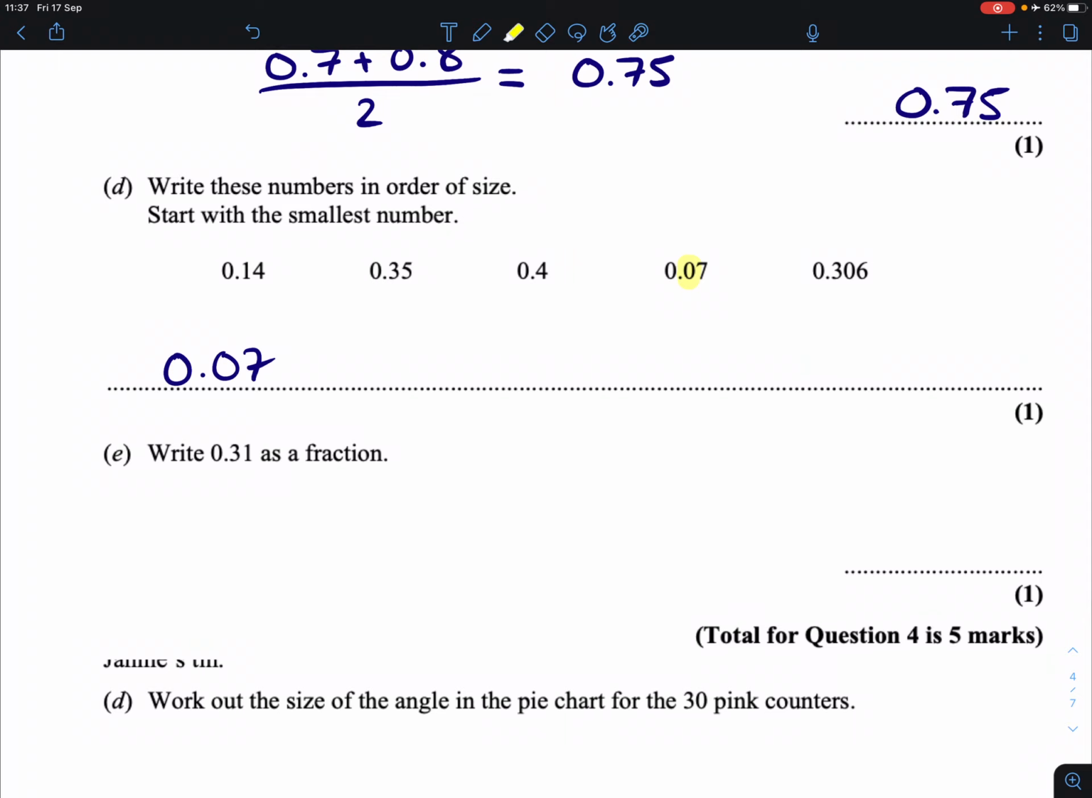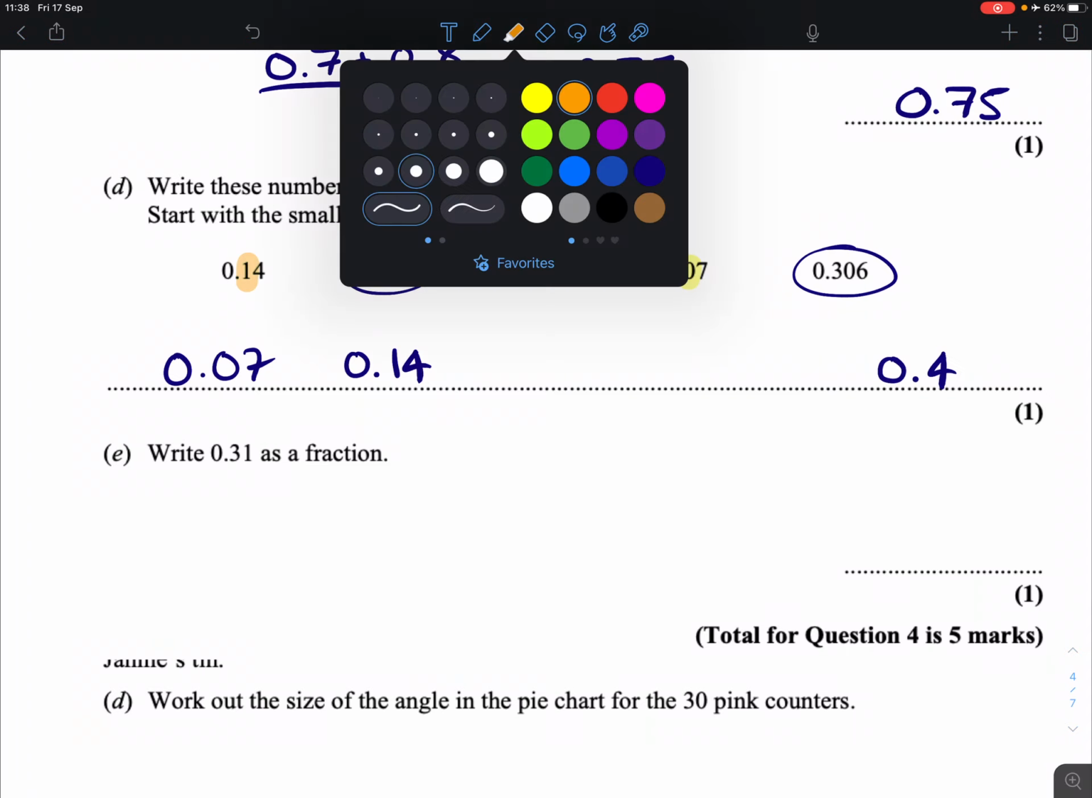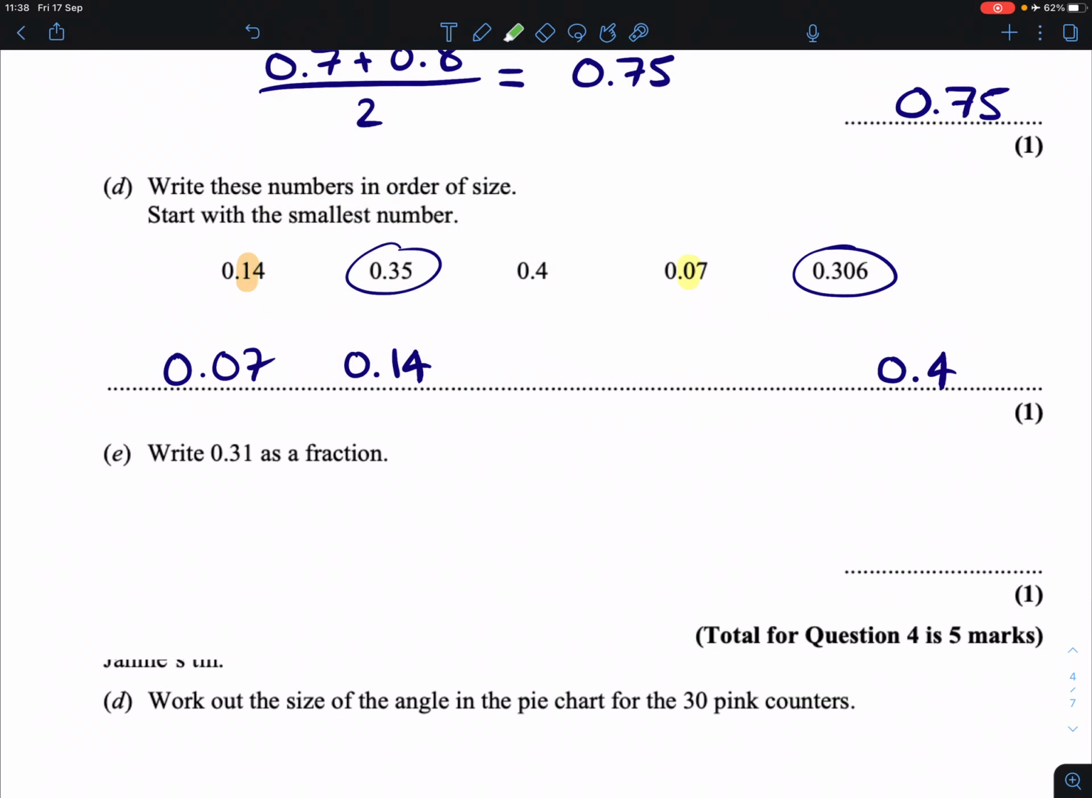We then had a 1 here for the 1/10, meaning that 0.14 will be the second smallest number. We then had two numbers that had a 3 in the tenths column before a single number that had a 4 in the tenths column, so 0.4 will be our biggest number. And then of the two that I've highlighted or circled there even, the hundredths column, there's 5 hundredths for this number and 0 hundredths for that number, which means the 0.306 is going to be smaller than 0.35, and that gives us our final order from the smallest number to the biggest.